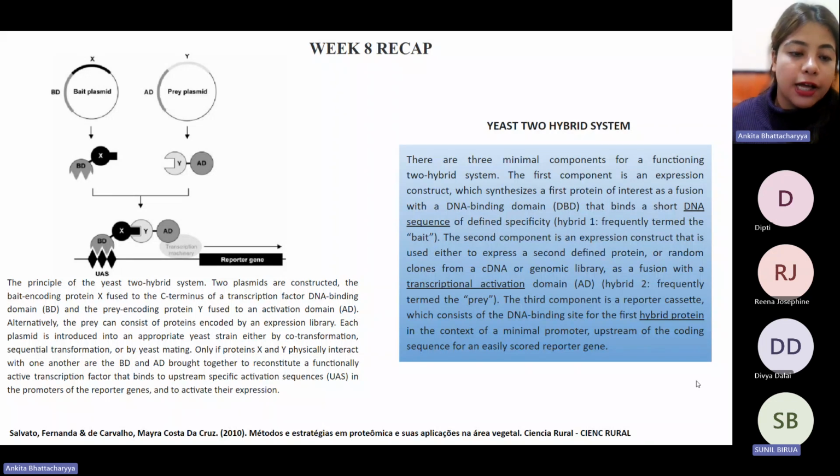Each of these plasmids is introduced into the yeast strains by co-transformation or sequential transformation or by yeast mating. These are ways in which you can incorporate both these plasmids into one particular yeast cell. Once that has been done, if the proteins X and Y physically interact with each other, then because they are tagged to another domain, in this context the binding domain or the activation domain, it results in a complete system. What that leads to is transcription of a reporter gene.